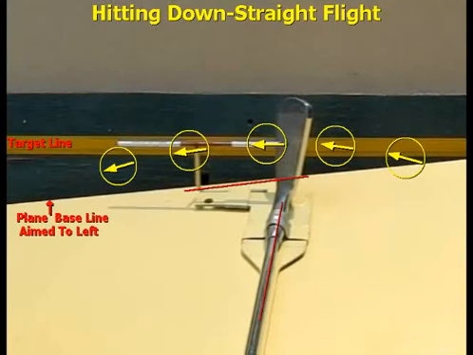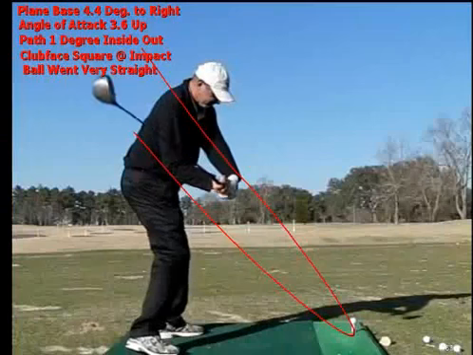So there's again just shaft leaning forward, and there's the path going to the hole, and all he has to do is square the club face up and have a good impact point, and the ball goes dead straight. Very important relationships to understand.